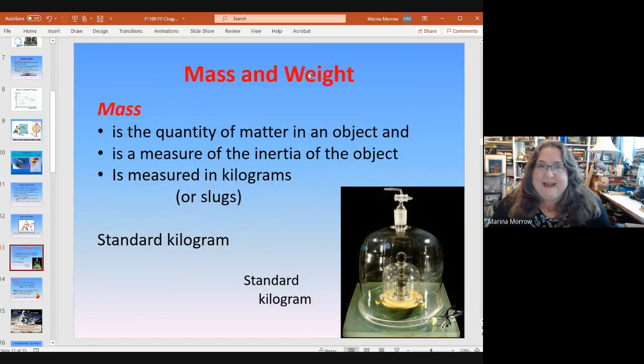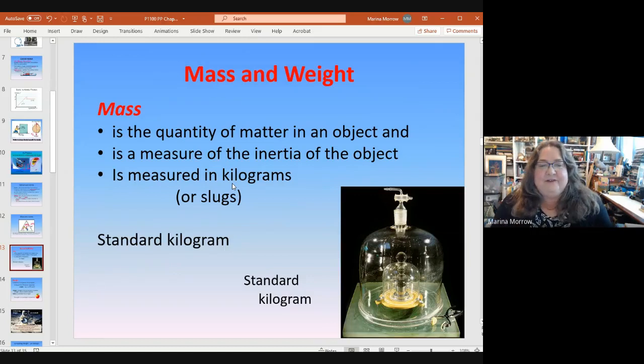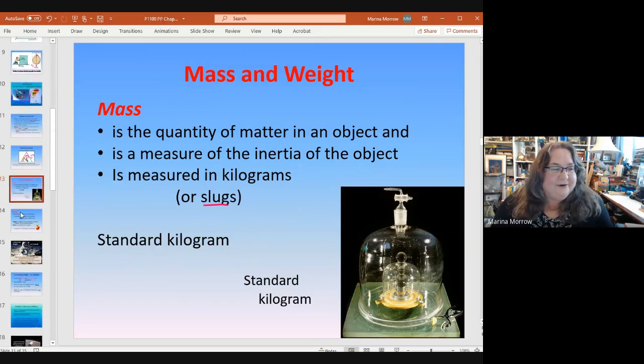Now mass, again, we talked about this in the metric system review. Mass is the quantity of matter in an object, so how many atoms it has, basically. But it is also a measure of the inertia of the object. And we do measure it in kilograms, right? So this is 1 kilogram. Or we talked about how slugs are actually the unit in the British system. It's just we don't use it. Anyway, so here's the standard kilogram. So we talked about that before.